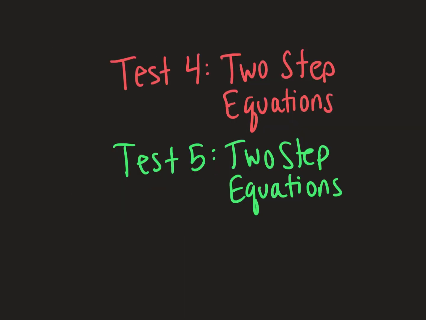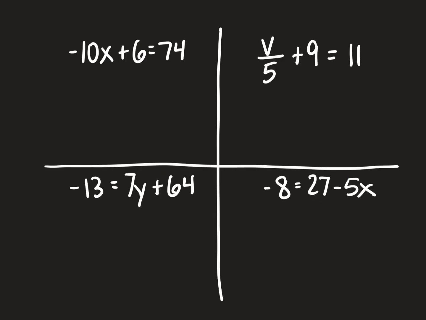For your 100 equations unit, there are two tests that have two-step equations. Test 4 and Test 5 each have 10 points, for a total of 20 points. Let's look at some examples of two-step equations that are taken from the actual tests in the 100 equations unit. Remember that the goal of all equations is to isolate the variable, and in these two-step equations, most likely the first step is going to be to add or subtract a constant.